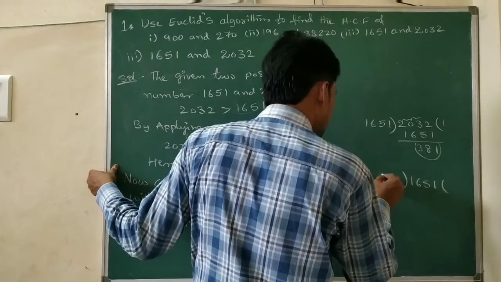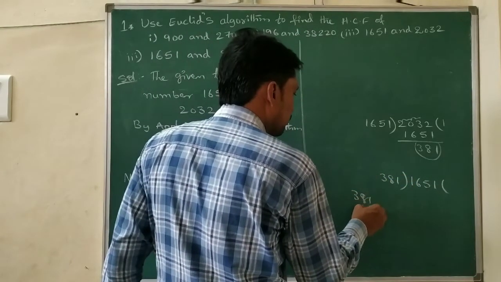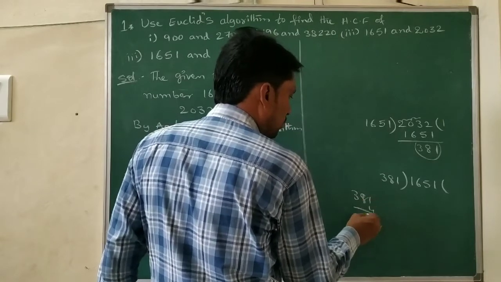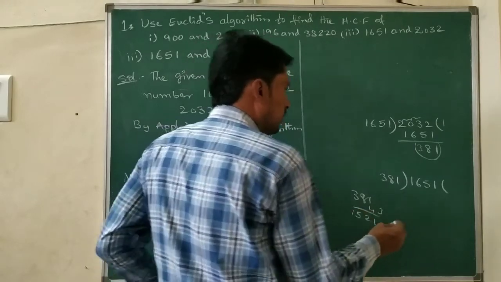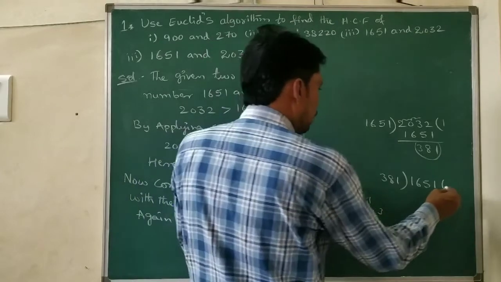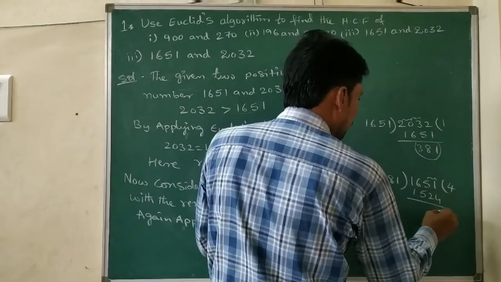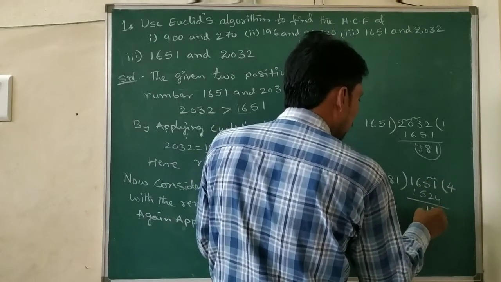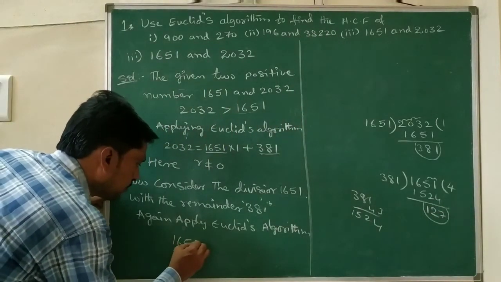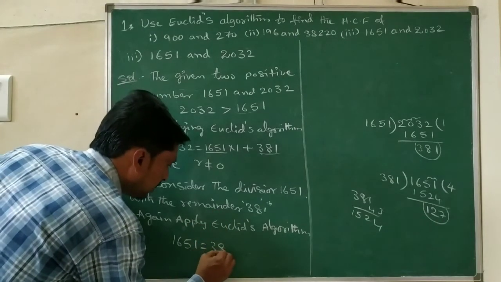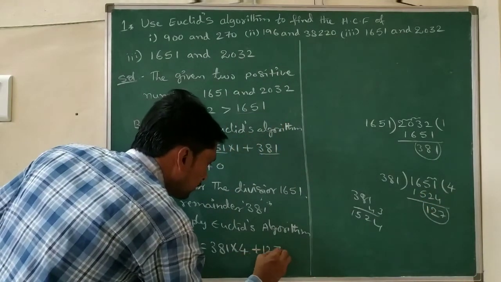1651 divided by 381. 381, 4 times we have to check. 4 fours are 16, 4 eights are 32, 12, 15 means 4 threes are 12... 1524. Subtract: 7 and here 2, 1. So 1651 equals 381 into 4 plus 127: the divisor is 381, the coefficient we got is 4 and the remainder is 127.